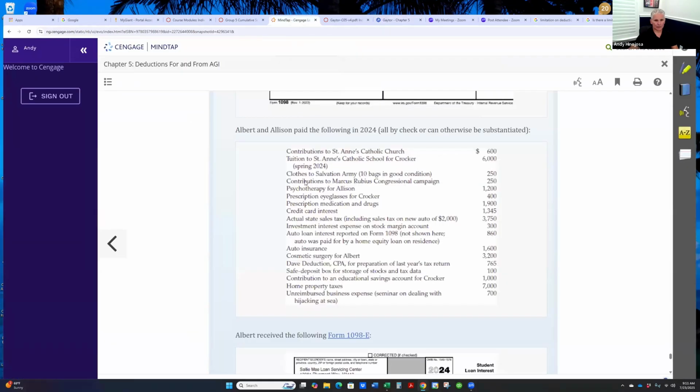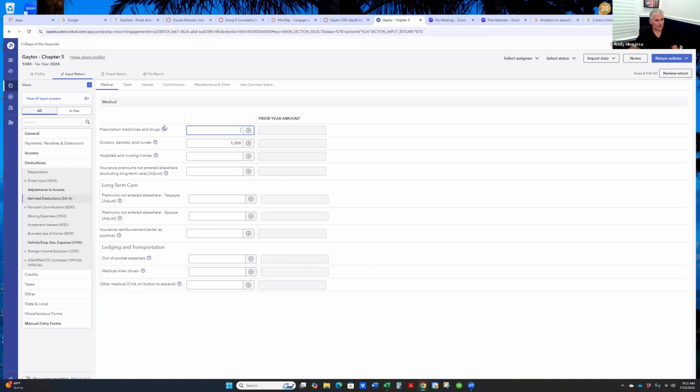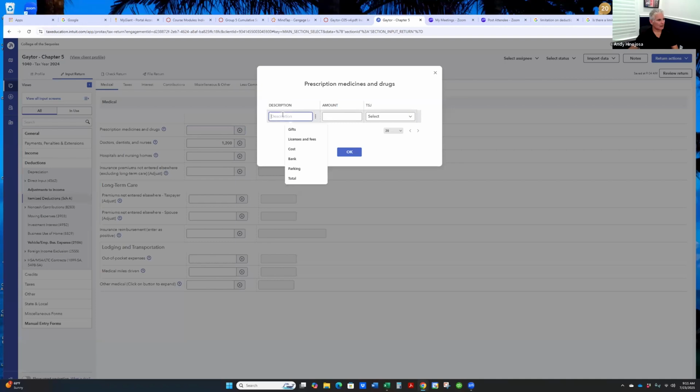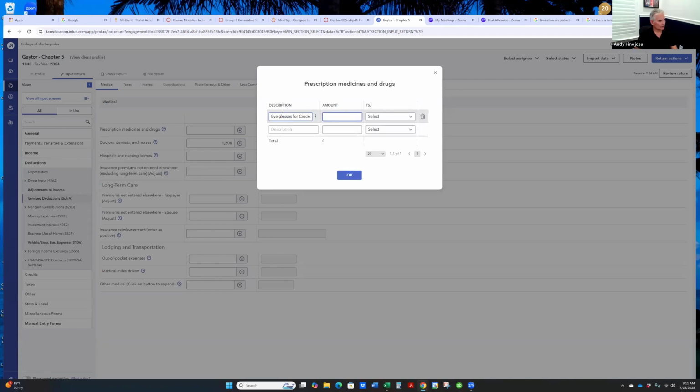Let's go back to the textbook. Prescription eyeglasses for Crocker, $400. Because Crocker is a dependent, prescription eyeglasses would be deductible. It's $400. So let's go and enter that into the system. Prescriptions, medicines, and drugs. Let's put it there. We'll call it eyeglasses for Crocker. And the amount we're going to enter is $400.